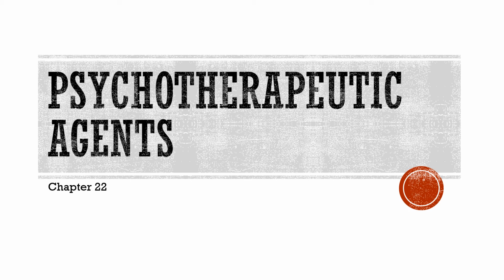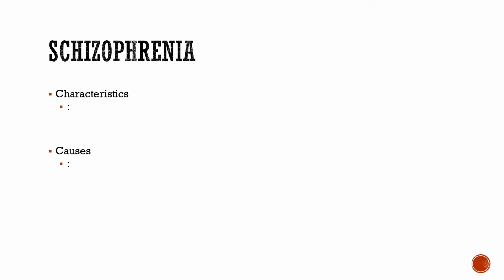Psychotherapeutic medications. Let's talk about schizophrenia. All right, the characteristics of schizophrenia, those hallmark characteristics: hallucinations, delusions, paranoia. They also sometimes have speech abnormalities. It can be very debilitating.